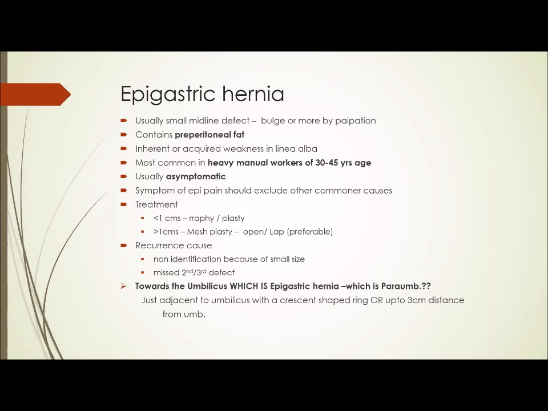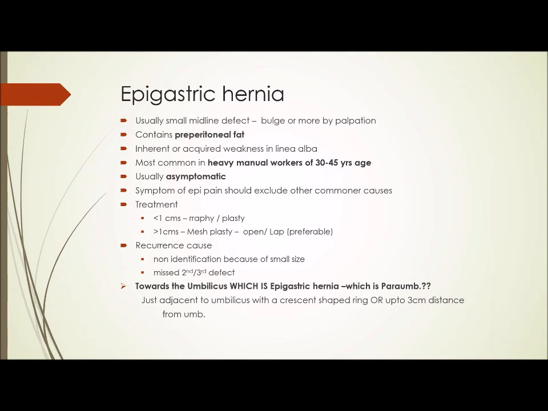Now, what I mean by close vicinity is any hernia which is distorting either the total or the part of the umbilicus. That means the crescent shape. If you find the crescent shape in any hernia, that is a paraumbilical hernia. That's one part of the definition. The rest of them should be known as epigastric.